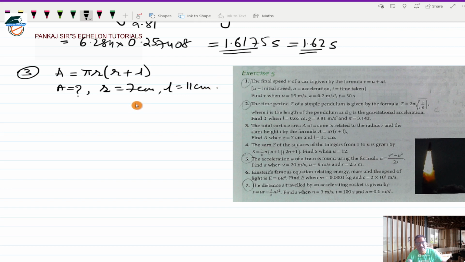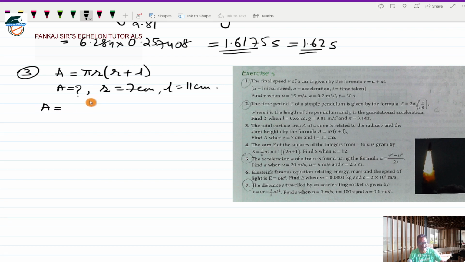In this question, you will have to find A. R and L both are given in centimeters, so I need not bother much about it. So it is in the CGS system, and area also I'll get in the CGS system, that is centimeter square. So let us plug in the values.